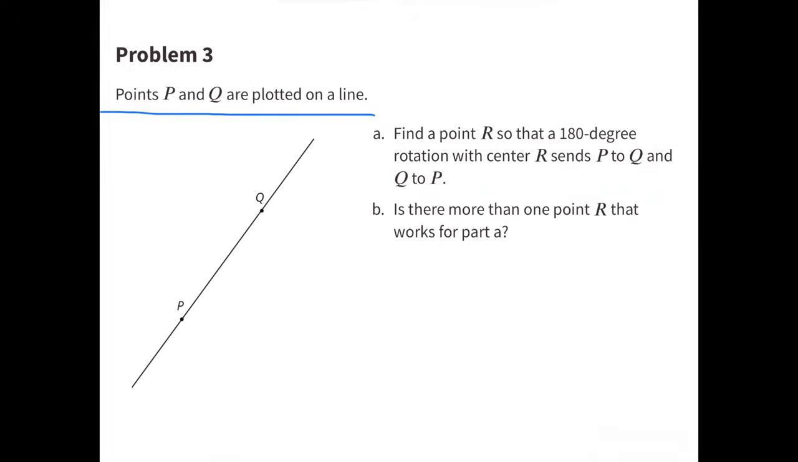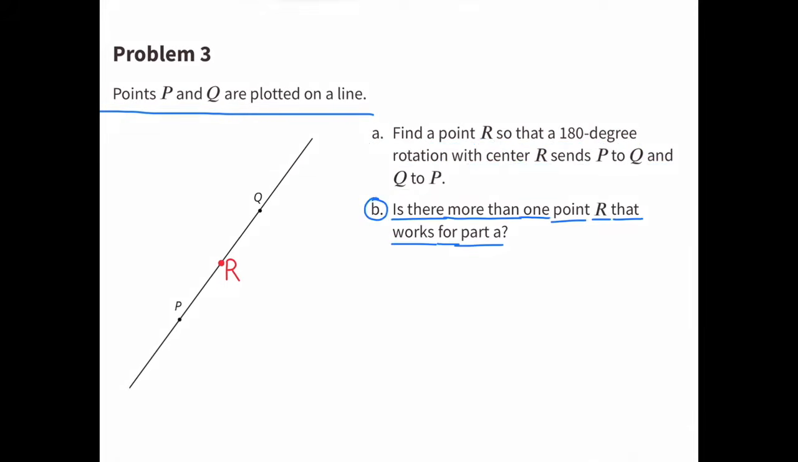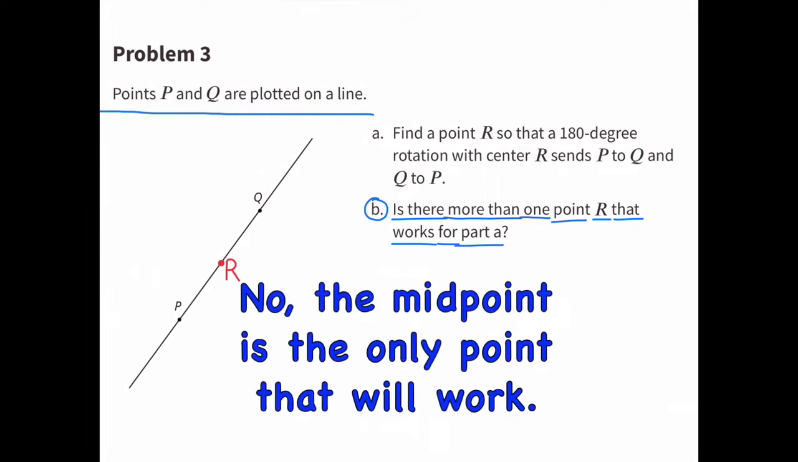Number 3. Points P and Q are plotted on a line. A. Find a point R so that a 180 degree rotation with center R sends P to Q and Q to P. The middle point will be the location for R. It's as if it's the axle and you spin a propeller. Q would go where P is and P would go where Q is. B. Is there more than one point R that works for part A? No, the midpoint is the only point that will work.